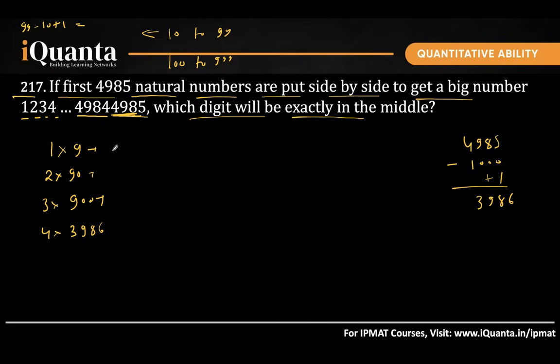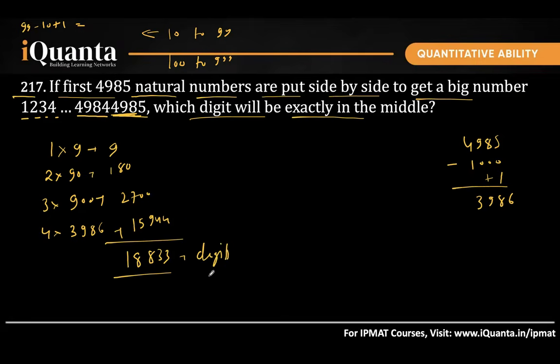So can you count the total number of digits here? 9, 180, 2700, and then you'll have to calculate this, right? And this will be equal to 15944. I hope this much is clear. Since we are talking about the middle digit over here, we'll have to find out the total number of digits. If you add all of these, you'll be getting 18833. So these are the total number of digits.